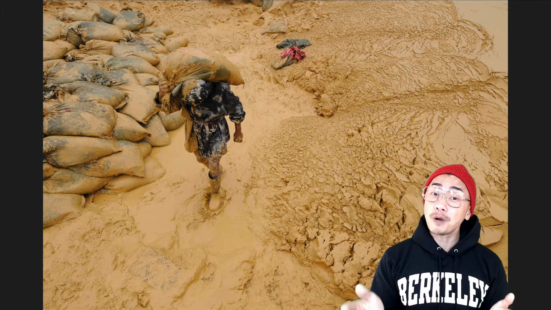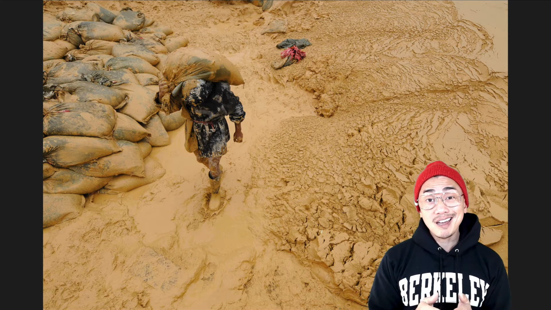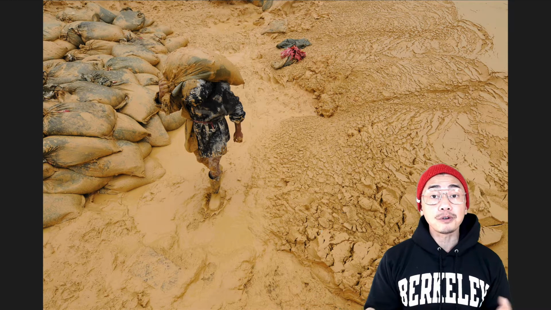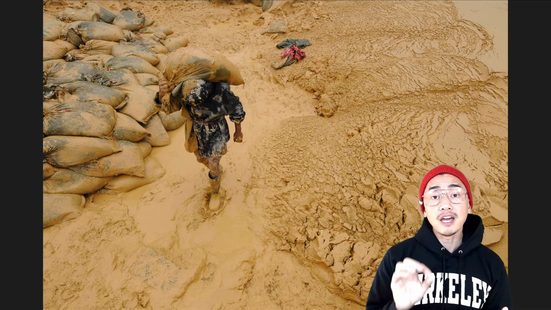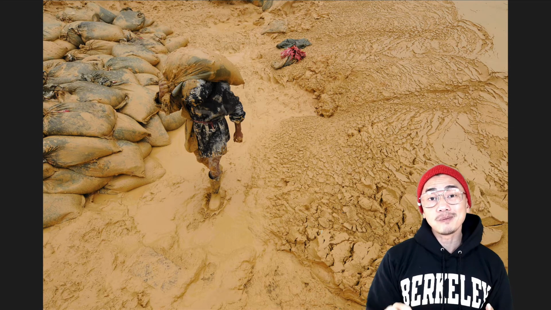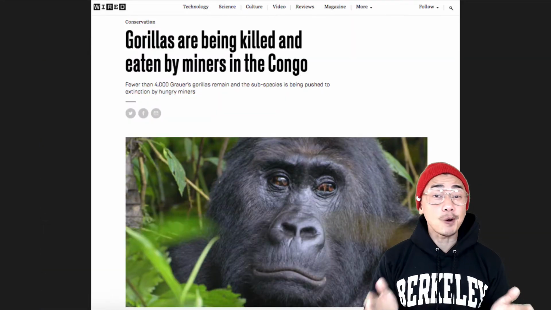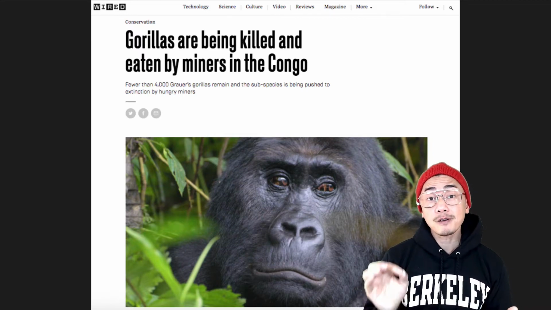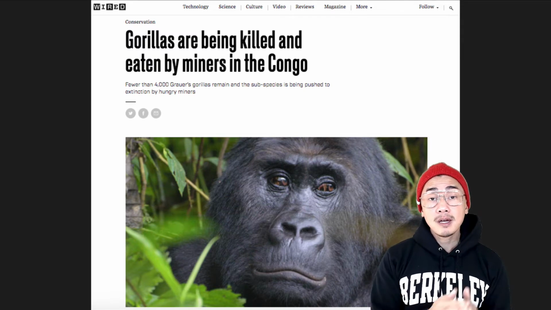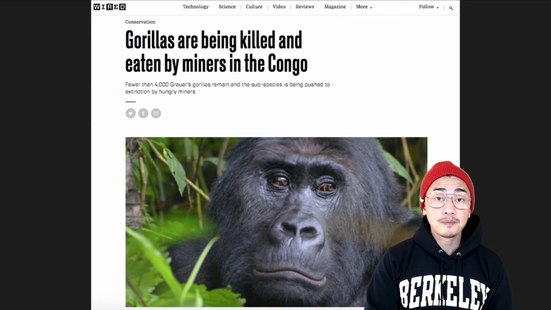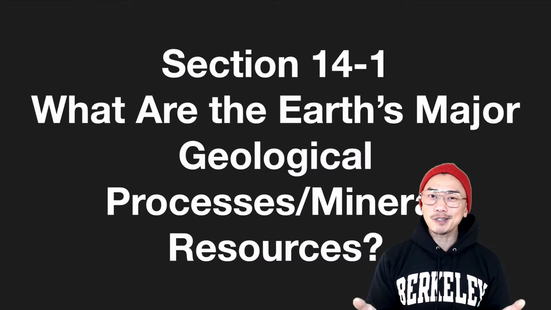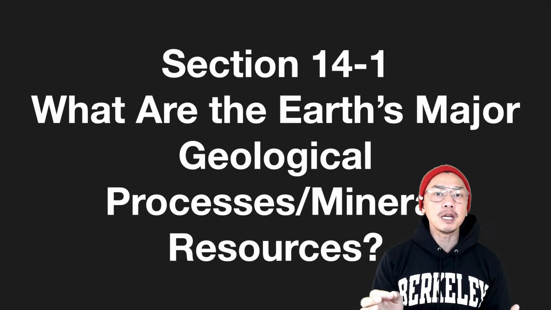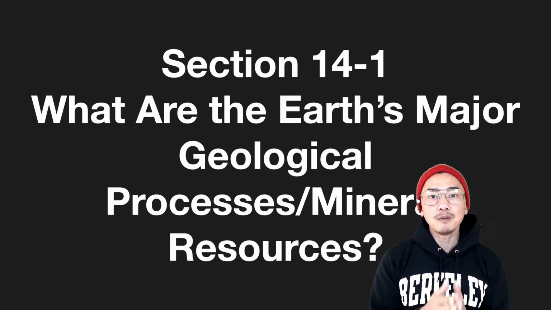This is a photo from a rare earths mine in China. Today, China is the world's leading producer of rare earth metals due to lower labor costs, looser environmental standards, and government subsidies. This article from Wired highlights one of the environmental side effects of the rare earths metal mining industry. Hungry miners in the Congo have been hunting gorillas for food. In Section 14.1, we're going to talk about the Earth's major geological processes and mineral resources.